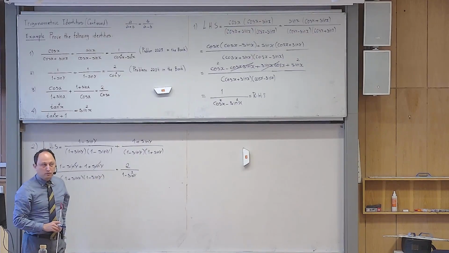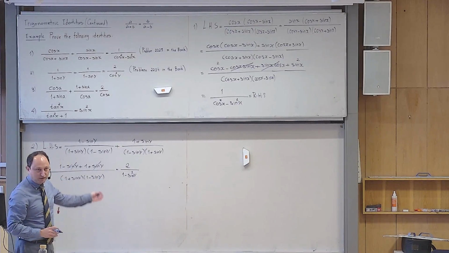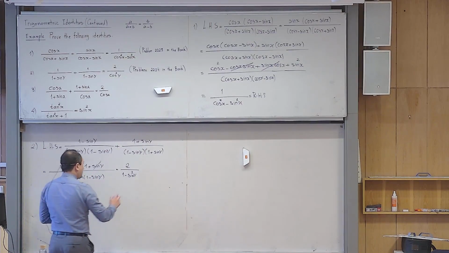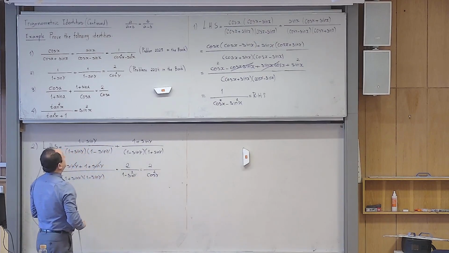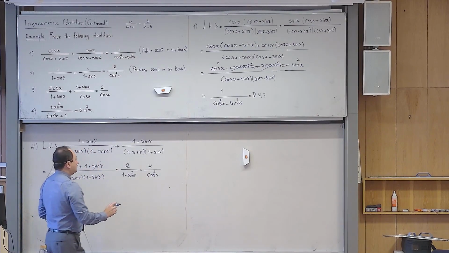But what is 1 minus sine squared, everyone? Cosine x. Yes, so that is 2 over, instead of this combination, I can write cosine nu to the power of 2, which is exactly equal to the right-hand side.